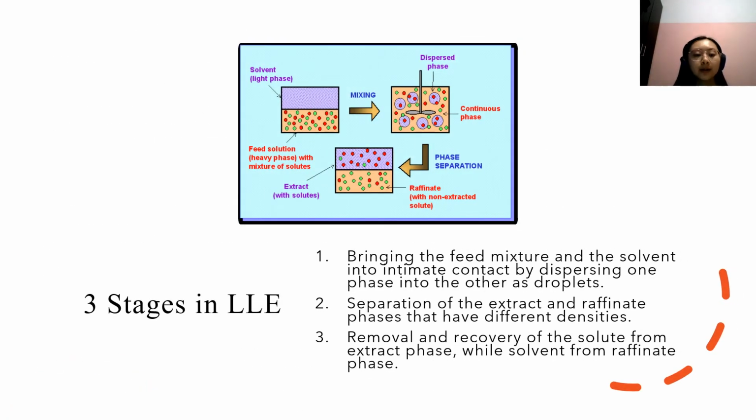There are three stages in LLE. First, bringing the feed mixtures and the solvent into intimate contact by dispersing one phase into the other. Second, separation of the extract and raffinate phases that have different densities. Third, removal and recovery of the solute from the extract phase and the solvent from the raffinate phase.